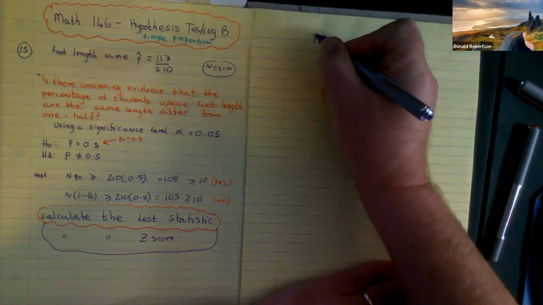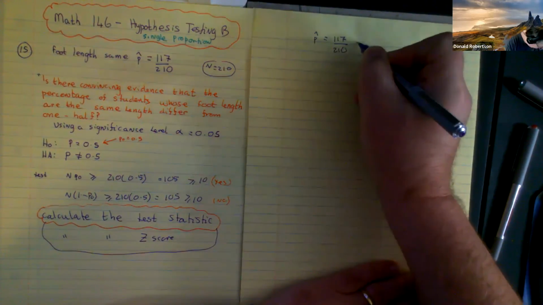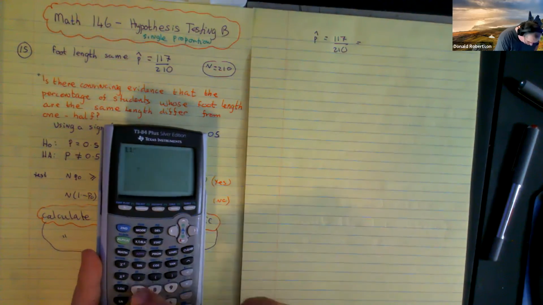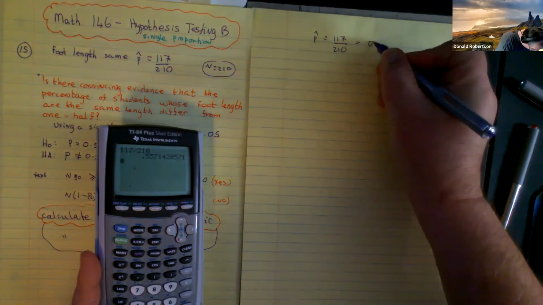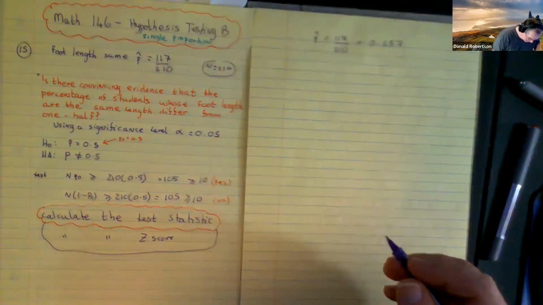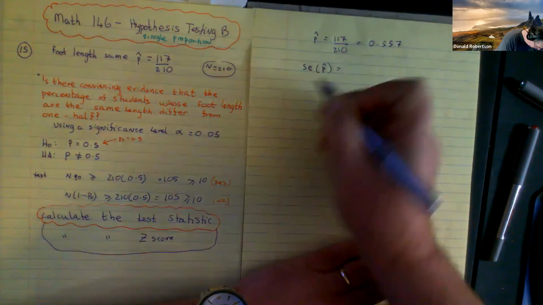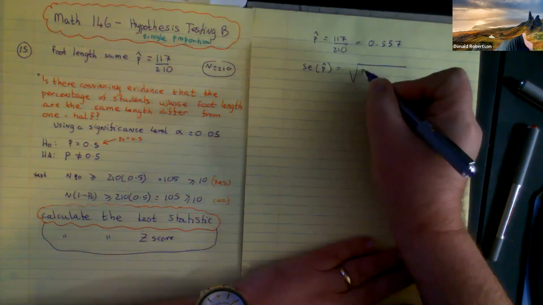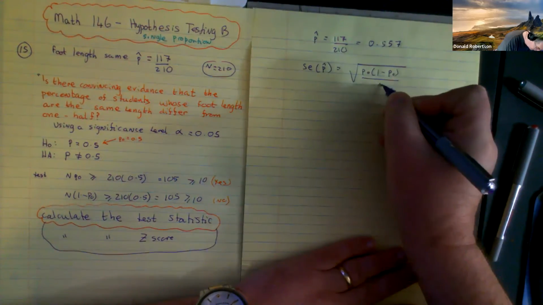Well, I need p hat, which is 117 out of 210, but it's probably a good idea to turn it into a decimal. So 117 divided by 210, and it's 0.557. I'll also need to get the standard error in order to get the Z-score. And the standard error is the square root of p0, 1 take away p0 over n.